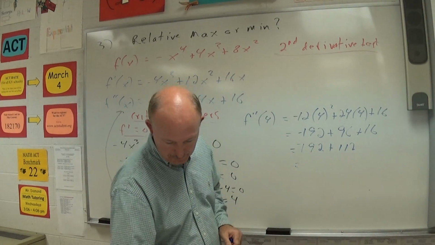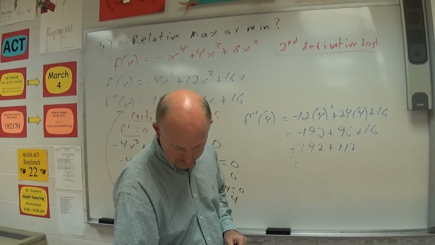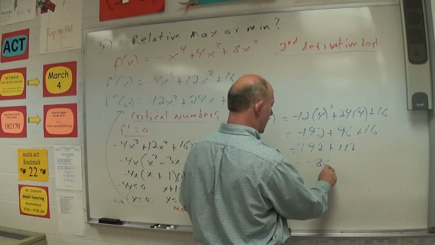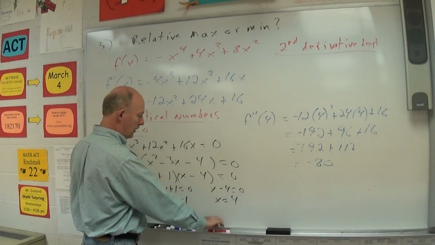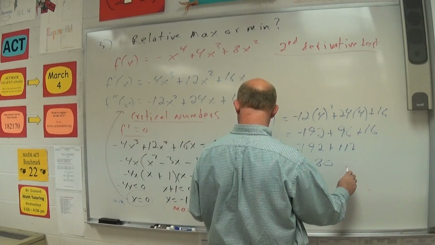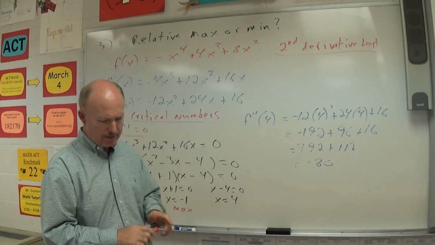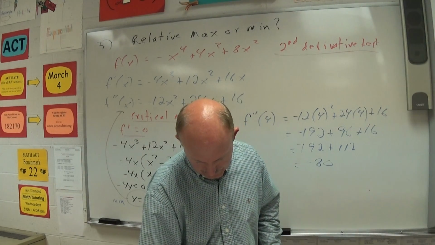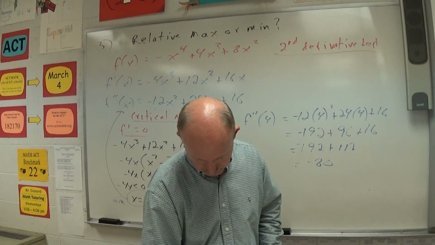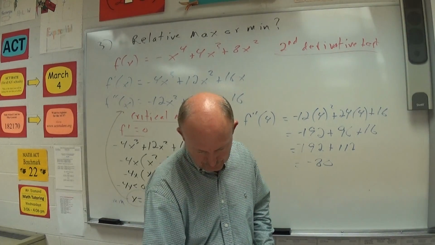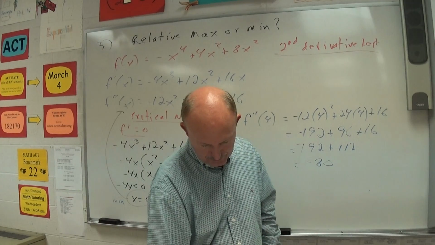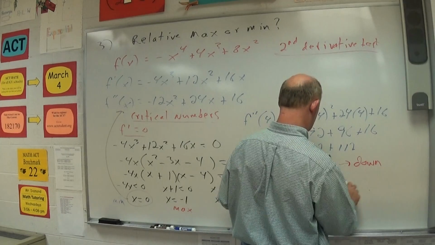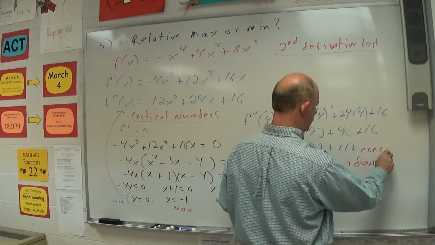Combining these two, negative 192 plus 112 gives us negative 80. Once again, the actual number itself doesn't matter. All that matters is this negative. That means this will be concave down at x equals 4. Double check. In my notes I only did the 0, the negative 1, and the 4. So this would be concave down.